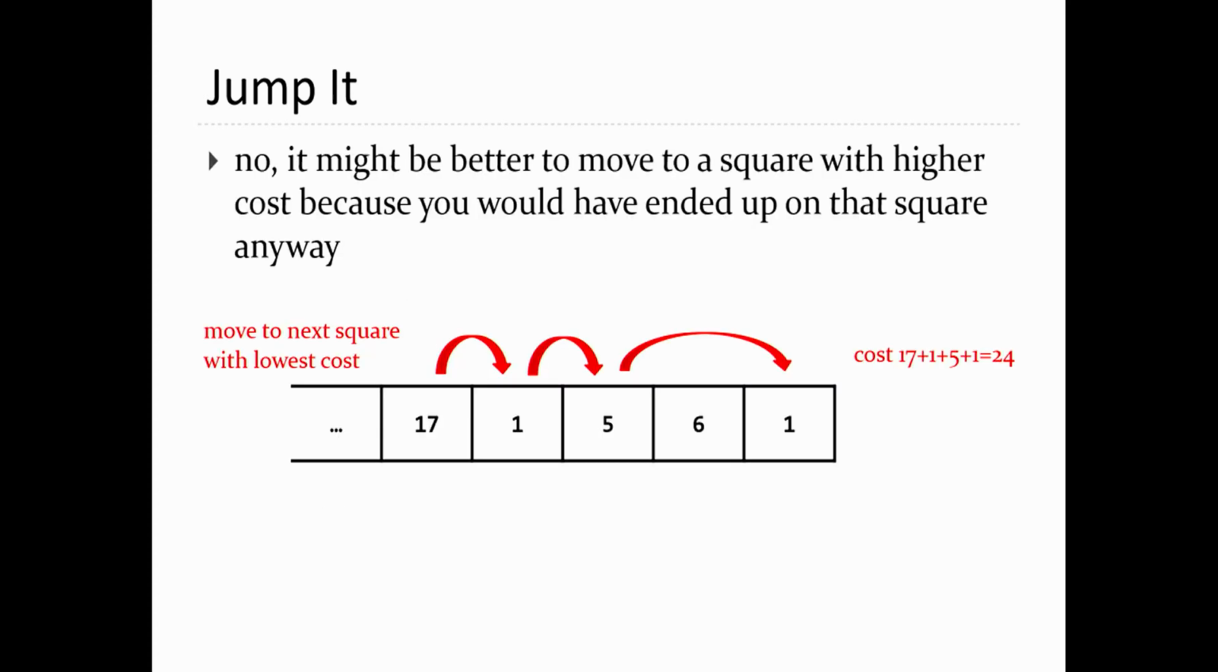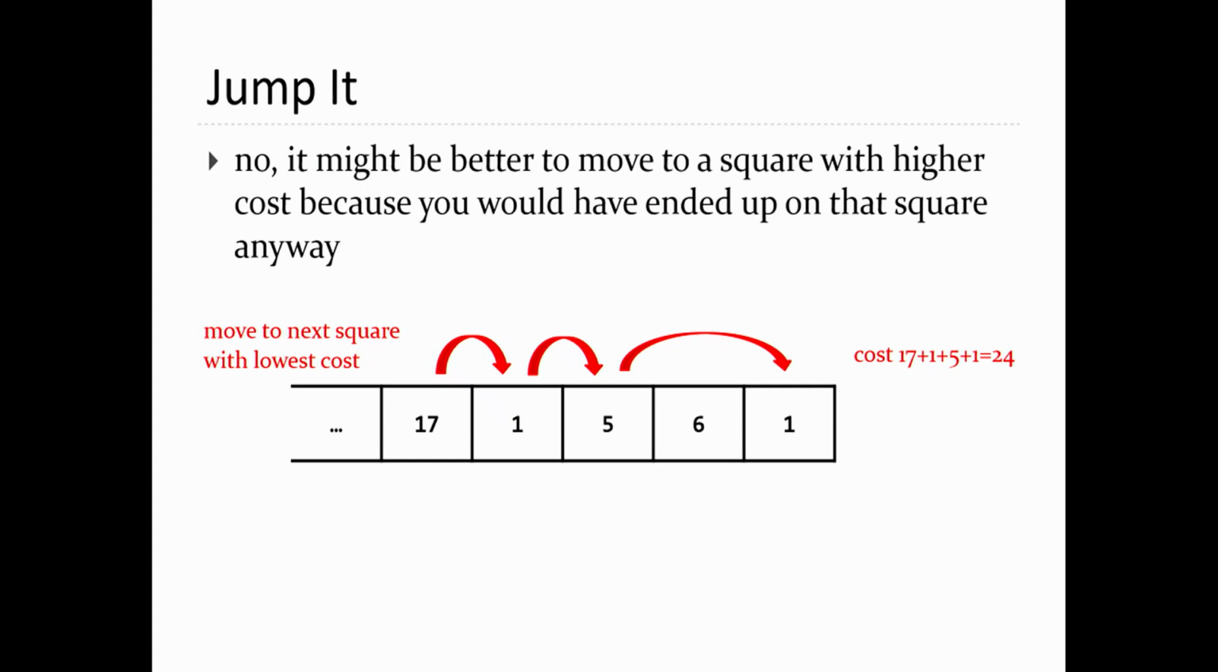Because it might be better to move to a square with a higher cost, because you would have ended up on that square anyway. So I've got a bunch of squares to the left here. I'm on the 17. And so for the lowest cost solution, you might say, well, I should go to the 1, because that's cheaper than 5. Now I've got a choice between 5 and 6, so I'm going to go to the 5. And then I'm going to go to the 1. So your total cost here is 24.